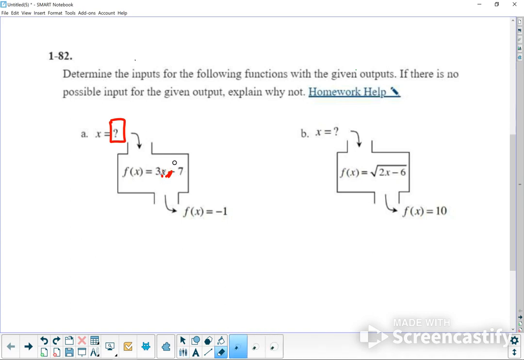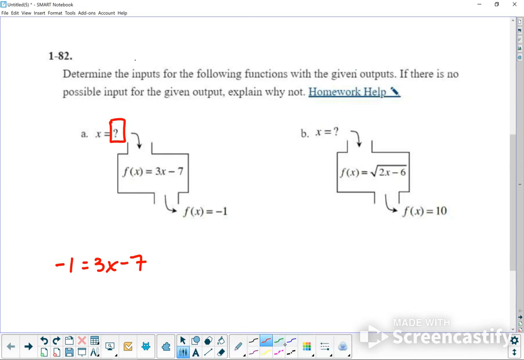Okay. So you can do some guessing, checking, and just kind of plugging around, or you can do some solving. So think about this, right? If this says f of x equals negative 1, well, then how about you put negative 1 right here? Okay, so copy that down. Negative 1 equals 3x minus 7. See, if you do it like this, you can now solve for what your x value is.